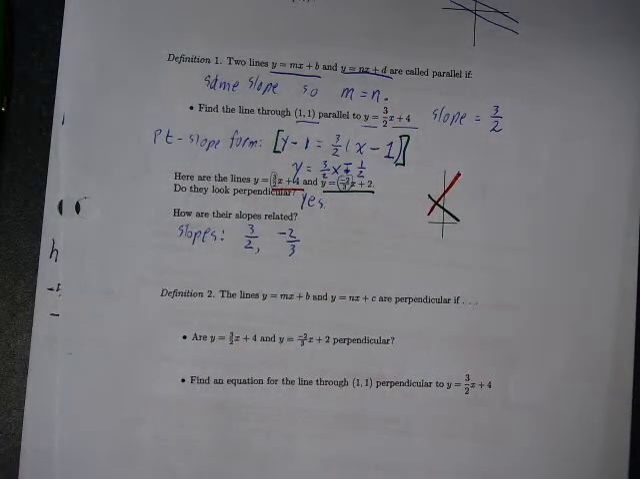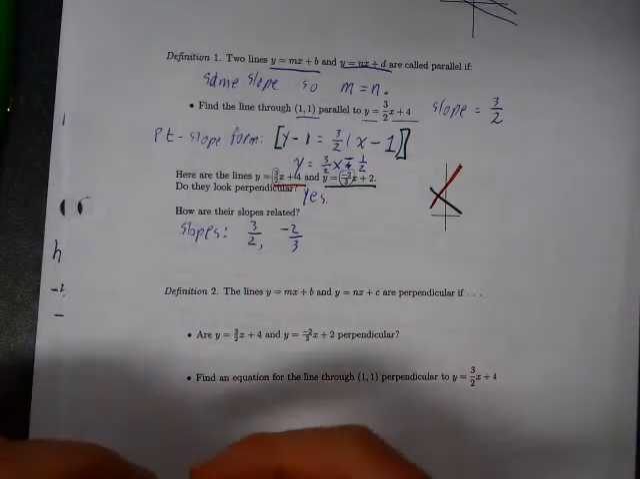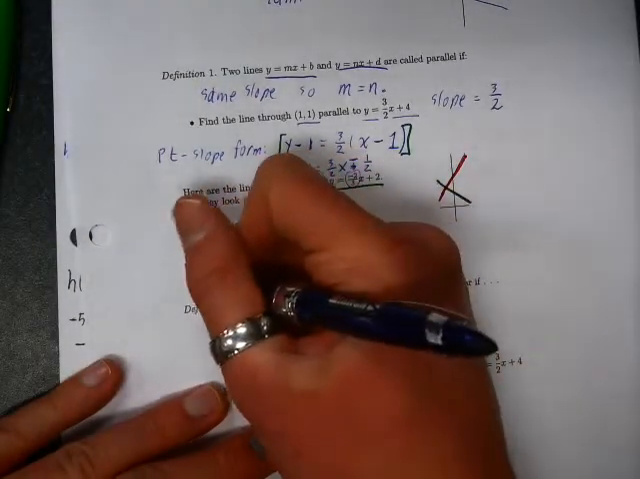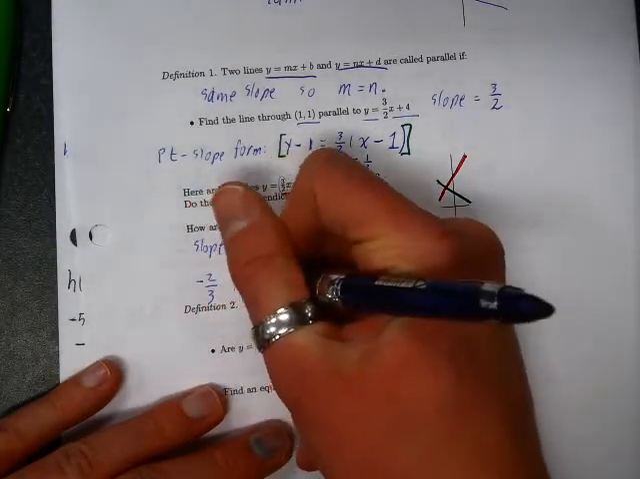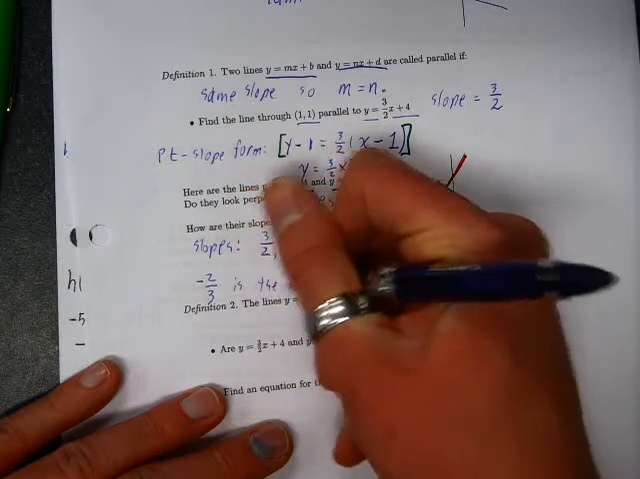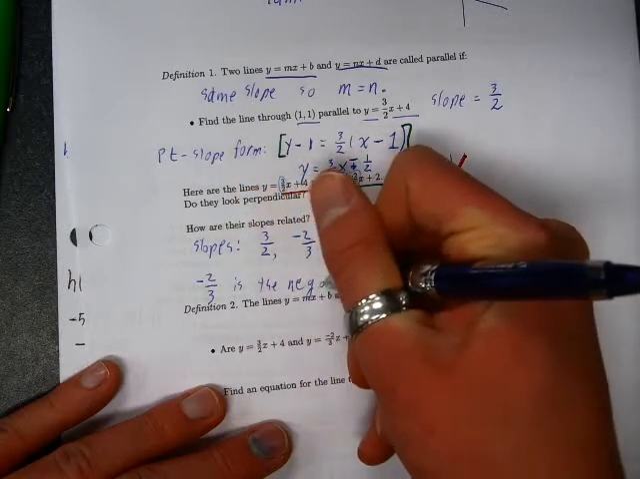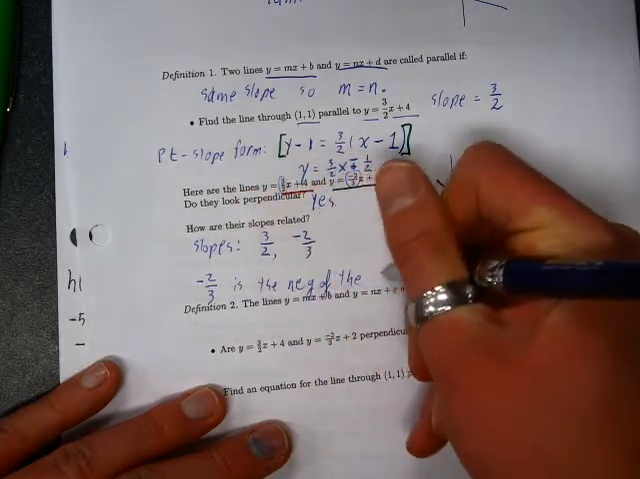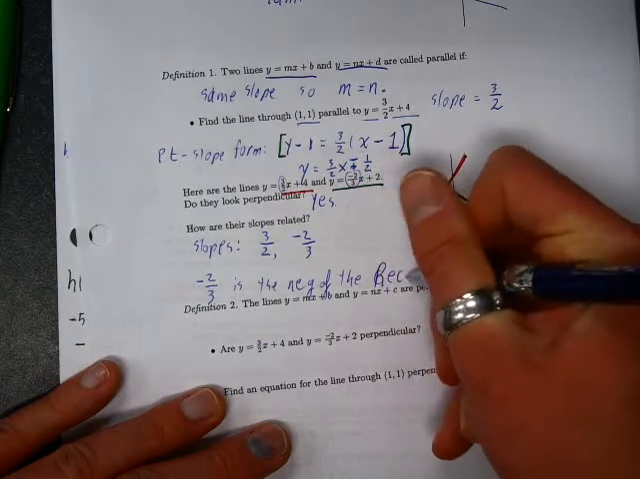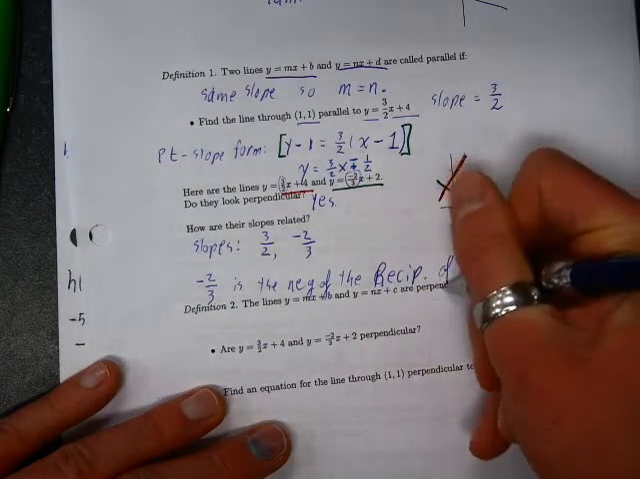Do you see any? How are those two slopes related? Opposite, reciprocal. Yeah, they're opposite with the sign, and they're reciprocals of each other. One of them is 1 over the other. Negative 2 thirds is the negative of the reciprocal of 3 halves.